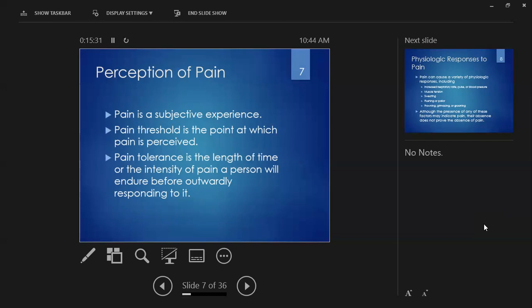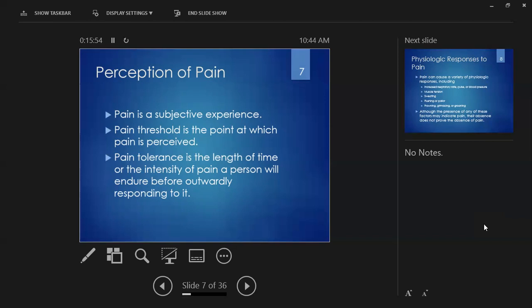Pain tolerance, however, is different than threshold. It's the length of time or the intensity of pain that a person will endure before outwardly responding to it. So the threshold is when we perceive the pain. So flicking you on the arm might be painful for Peyton, but if I flick Brooke on the arm, she might go, oh my gosh, that hurts so bad, right?